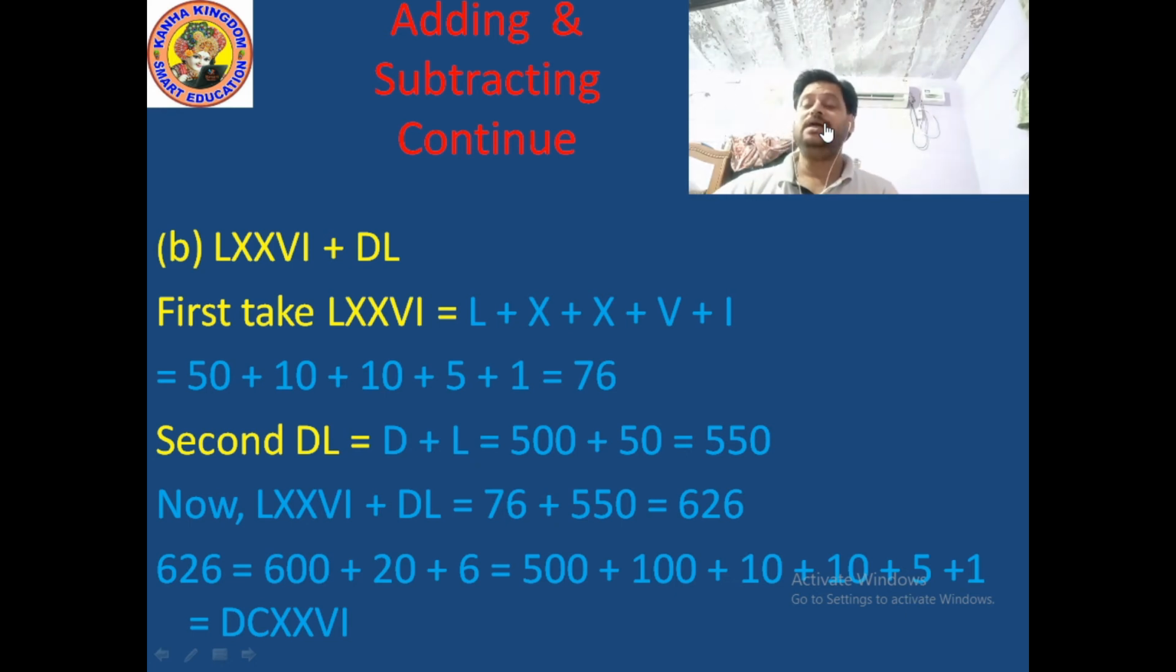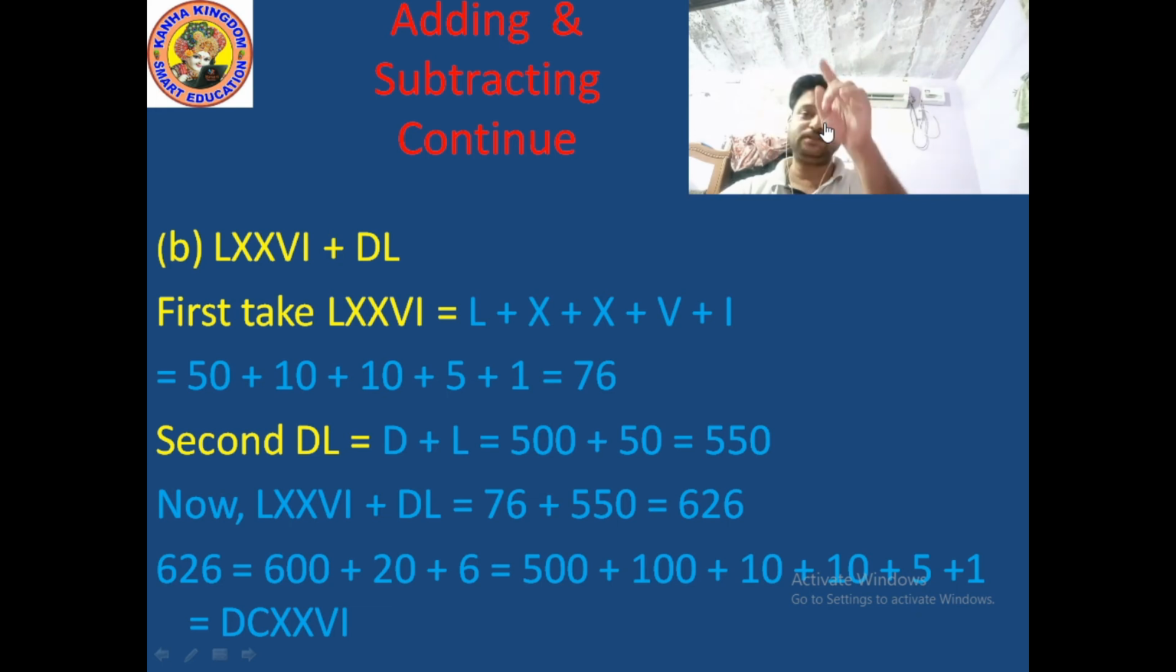Plus now DL: D equals 500 plus L equals 50, so 500 plus 50 equals 550. When you add both numbers, 76 plus 550, what is the result? 626. How can you write 626?